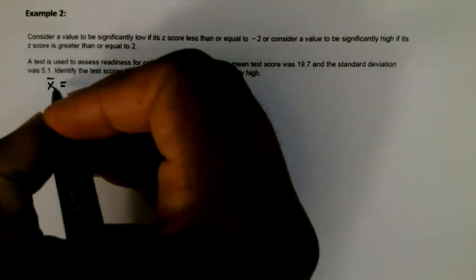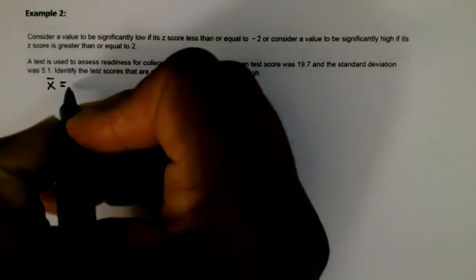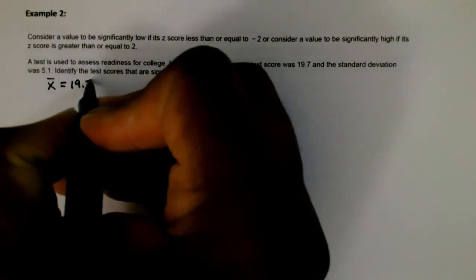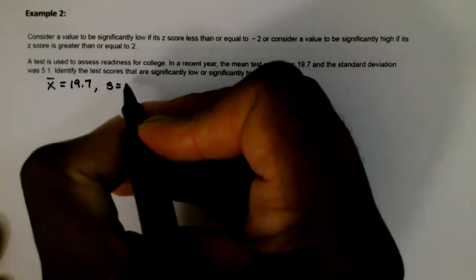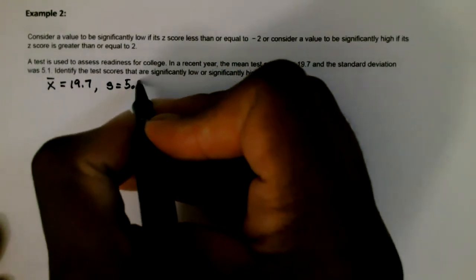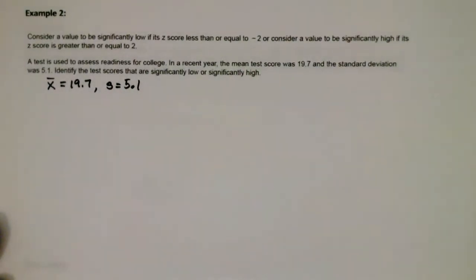Well, we know what the mean is. The mean test score, that's going to be x bar, which is in this case 19.7. And the standard deviation, that's 5.1. That's given to us in the example. Okay. So now we want to find out the test scores that are significantly low or significantly high. Let's start off with significantly low.